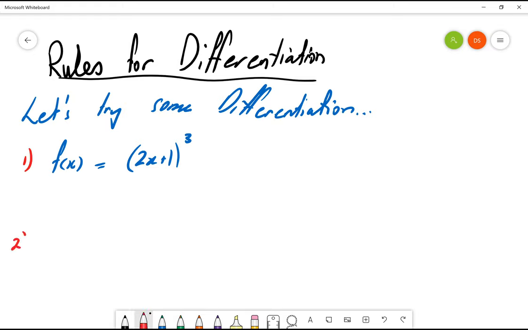Okay, question two. How do you differentiate 2x plus 1 times 3x plus 3? I want you guys to think about it and then give them a go.